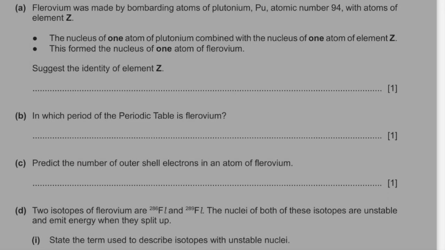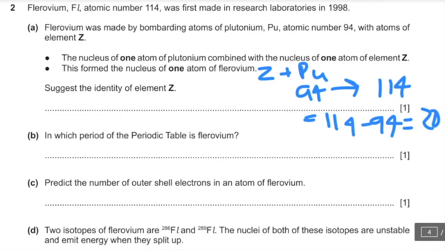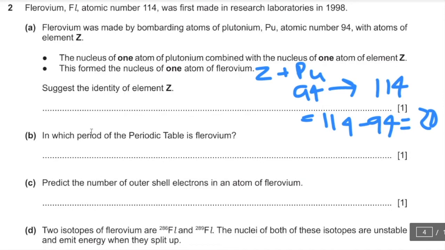Alright, if the nuclei of Z and plutonium combined, that means their atomic numbers combined to give the atomic number of the product, which is 114. Since we know the atomic number of plutonium over here, which is 94, we can work out the atomic number of Z, which would be 114 minus 94. So this gives the atomic number of Z as 20. And from the periodic table, we can see that this is calcium with atomic number 20.